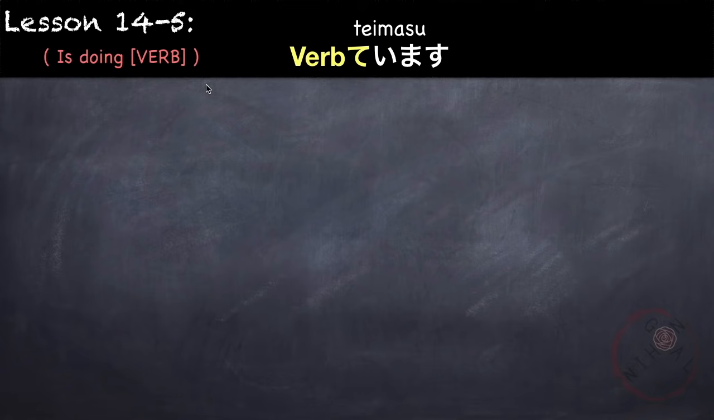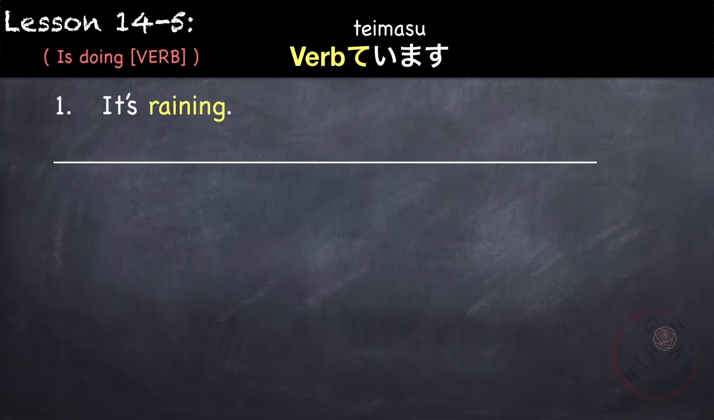Another use of verb te form is adding it to imasu, which becomes verb te-imasu, meaning is doing verb. So this is to express a continuous or a progressive action, or an action that is happening at the moment. For example, it's raining. Rain is ame. Ame ga. To fall or to precipitate, the verb is furimasu. In te form, it becomes futte, and then followed by imasu. Ame ga futte imasu. It's raining.